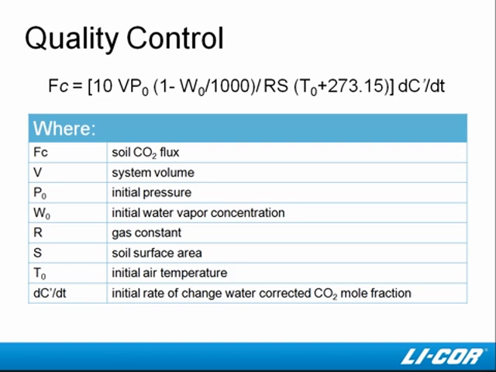In the equation, Fc is the soil CO2 flux. V is the system volume, including the chamber, tubing, and Irga. P sub 0 is the initial pressure in the chamber. W sub 0 is the initial water vapor mole fraction. R is the gas constant. S is soil surface area. And T sub 0 is the initial air temperature in the measurement chamber. Finally, dC prime dt is the initial rate of change in water-corrected CO2 mole fraction.